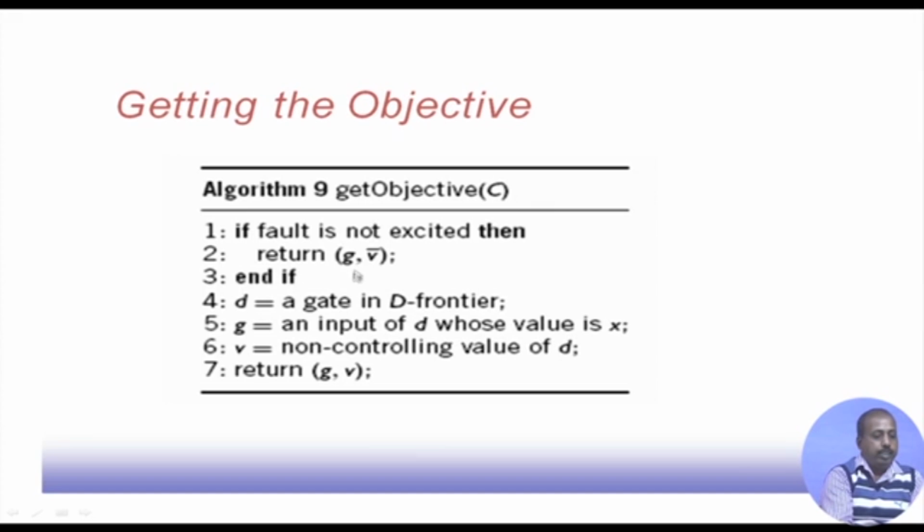So, the fault is already excited. Now, the fault has to be propagated through the D frontier, and for that propagation we need to determine a path through which the fault can be propagated. For that purpose we identify a gate and we identify an input d whose value is X, and if we set X to that proper value, then that fault will propagate towards the primary output. So, this is the new justification that we have to do. These objectives are to be justified.